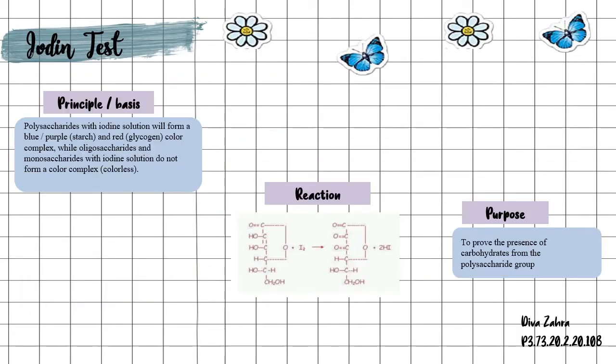The principle or basis: polysaccharides with iodine solution will form a blue or purple starch and red glycogen color complex, while oligosaccharides and monosaccharides with iodine solution don't form a color complex or colorless. The purpose: to prove the presence of carbohydrates from the polysaccharides group, and you can see the reaction in here.